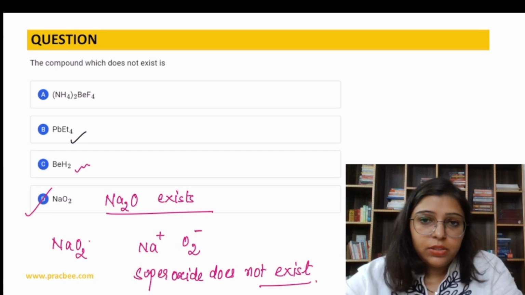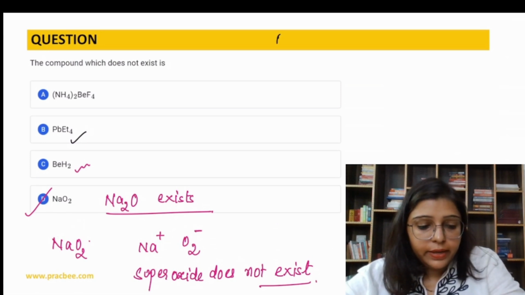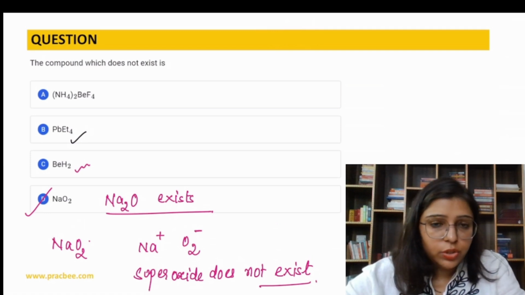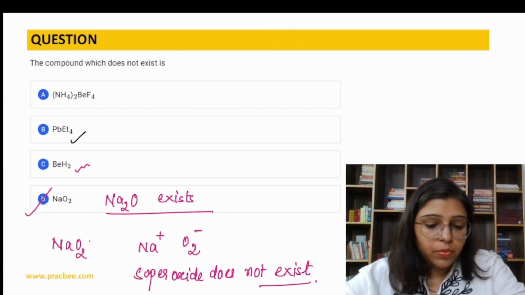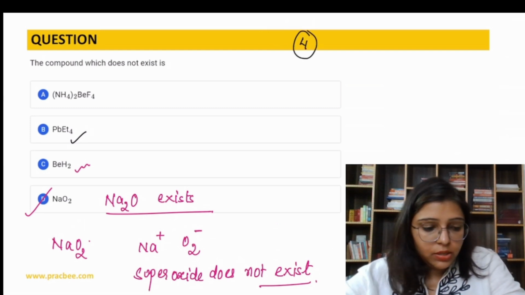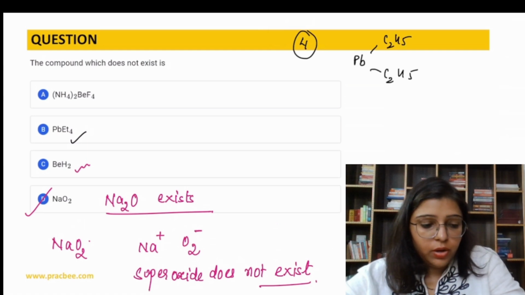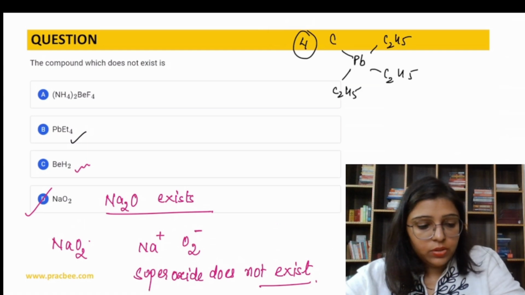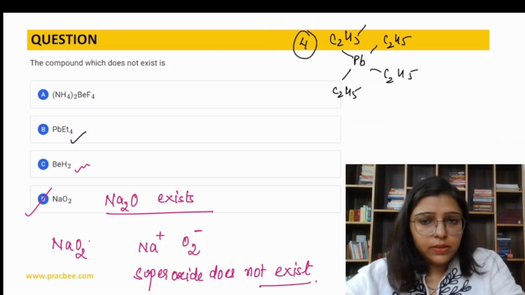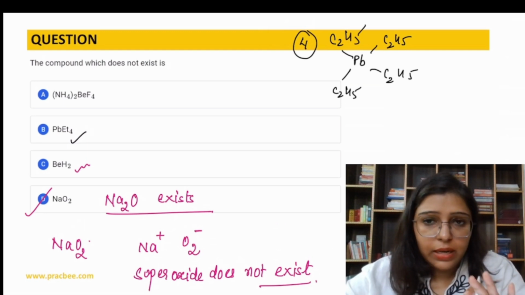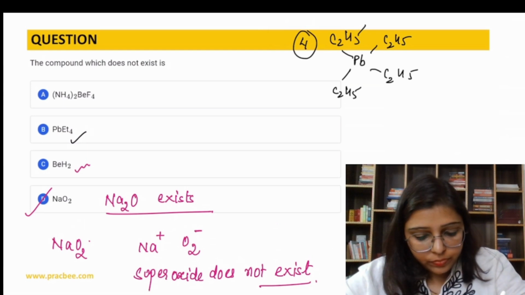If we say PbEt4, Pb is lead, right? So generally lead exists in +2 oxidation state, but here we have Pb forming 4 bonds, right? Lead lies in which group? Chemistry sir gave the problem. So it can form 4 bonds. So it is possible. It can form C2H5 bond, C2H5 and C2H5. Okay? It can exist. Whether it is stable or not, that's a different part, but it can exist.